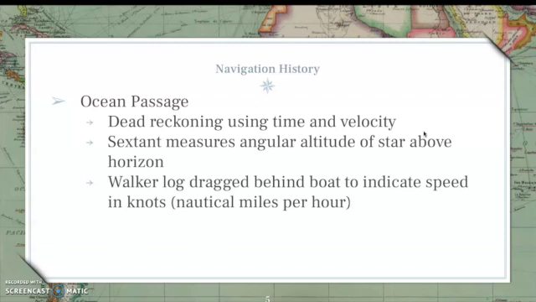Moving on from just using time and velocity, we then began to use sextants, which are tools that we can use to measure the angular altitude of a star above the horizon. Sailors could use this in combination with star charts to map their path as they were crossing the ocean. In addition, sailors also created walker logs, which were dragged behind the boat to indicate speed in knots. That is a length of rope that has knots tied in it at certain increments, and as the rope would drag out, that would indicate how many nautical miles per hour the boat was traveling.